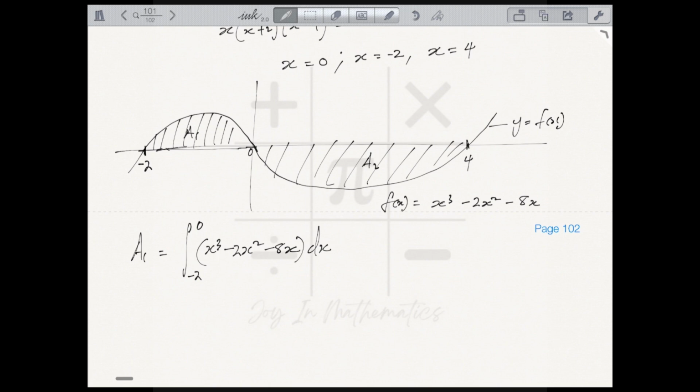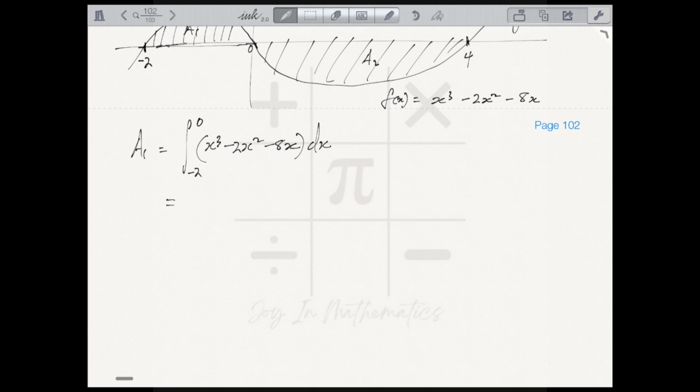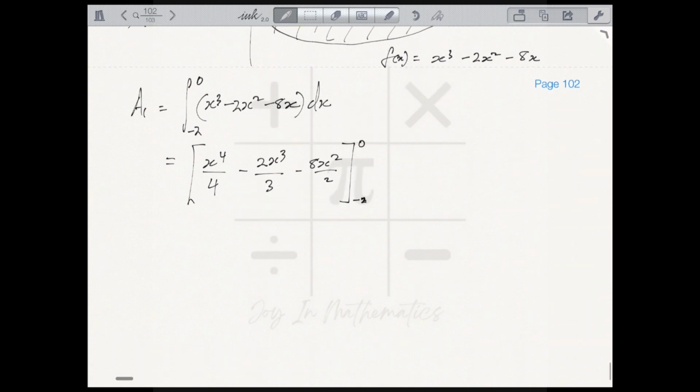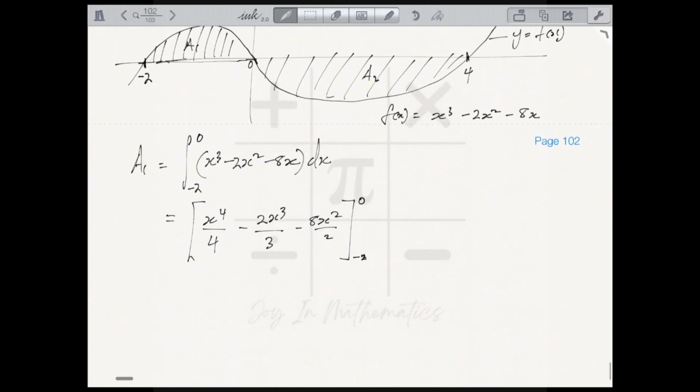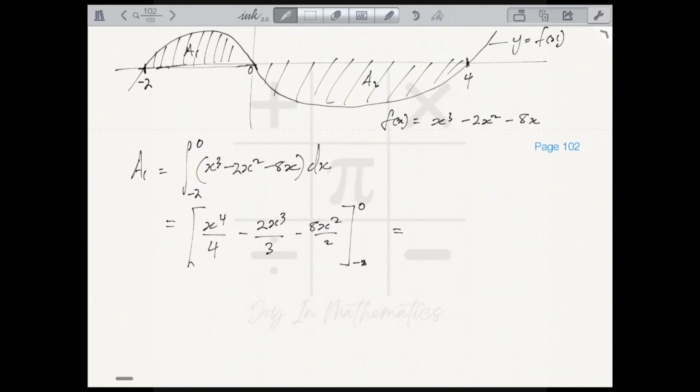So when we simplify this, we have to integrate x cubed, and we'll have x to the power 4 over 4 minus 2x cubed over 3 minus 8x squared over 2, limits from minus 2 to 0. And simplifying this further, we will have our final answer to give us 6 2 over 3 square units.